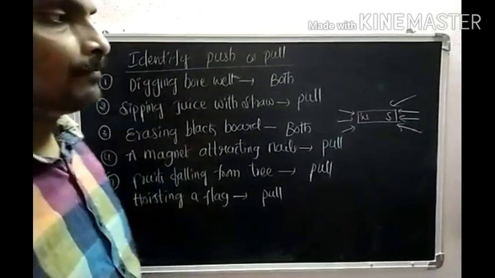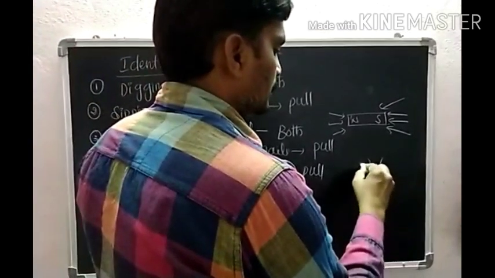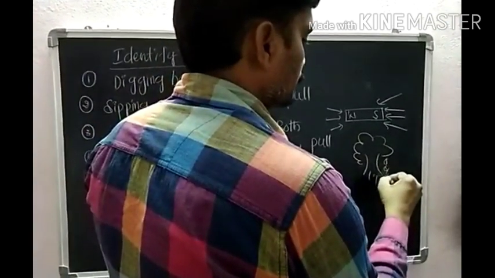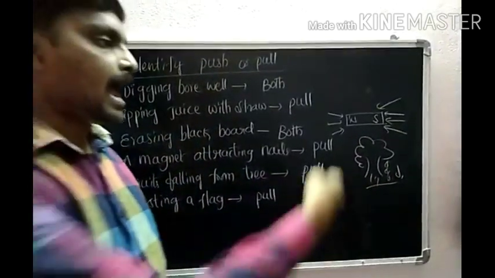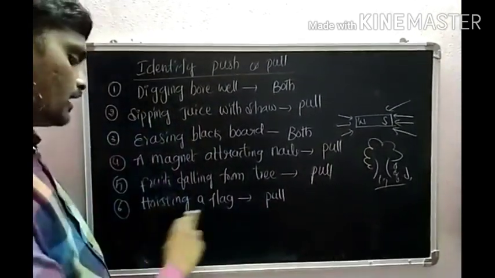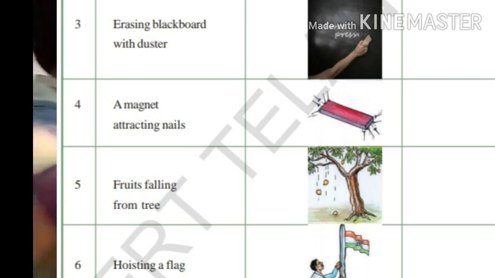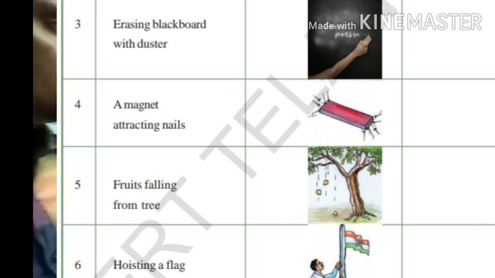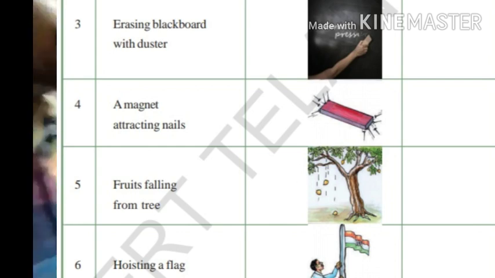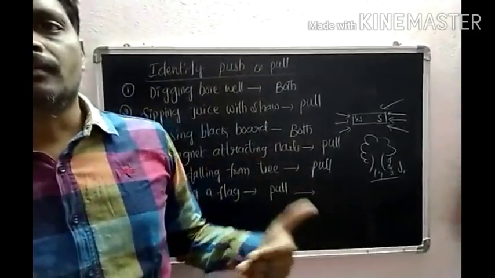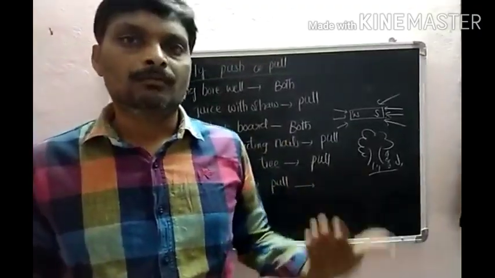Fruits falling from a tree. This is the tree here. So fruits falling from a tree is the pulling force acting by the earth. And hoisting a flag means this is also a pulling action. So this is the first activity in your textbook. Based on these actions we observe mainly push or pull. So what is the push, what is the pull? Already we know that pushing or pulling, these two are said to be force.